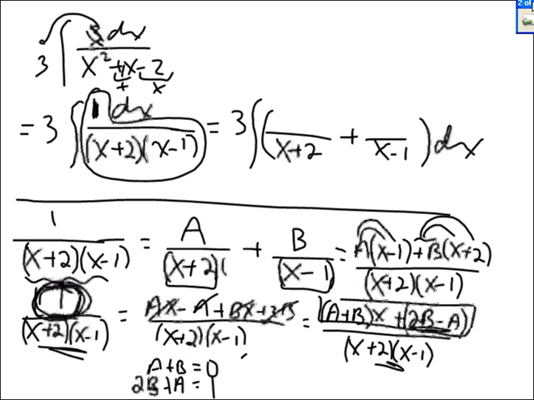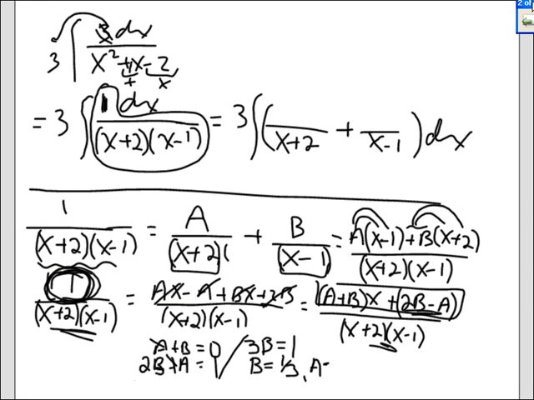Well, I ran out of room, but if you add those two equations, the a's cancel. But b plus 2b is 3b. And 0 plus 1 is 1. Divide by 3, we know that b is 1/3. And if you add a and b, you get 0. So a must be negative 1/3. So now I have the constants. A is negative 1/3 and b is 1/3.